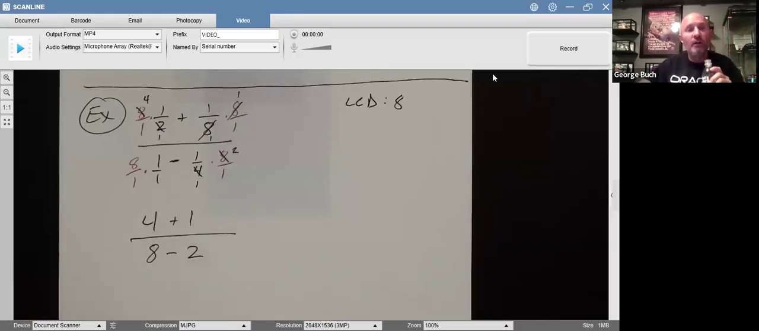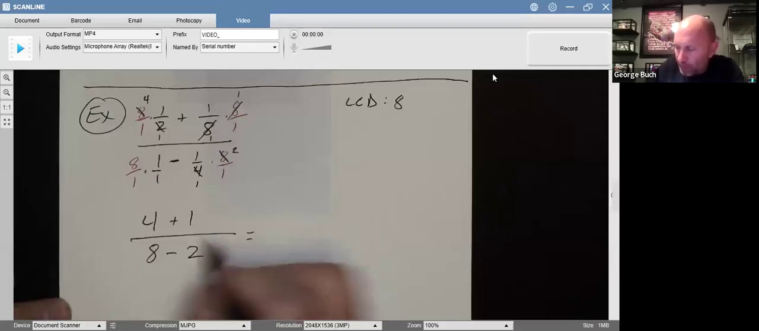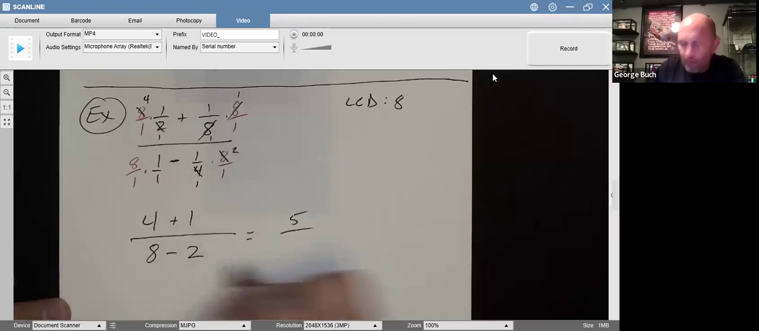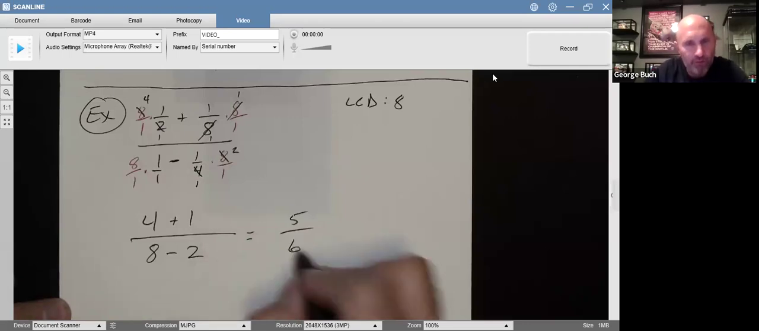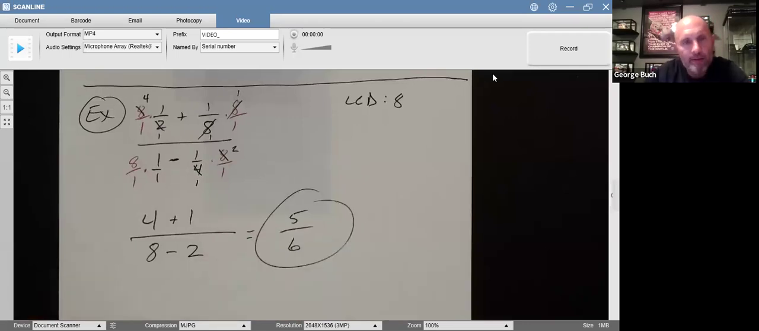As I said, all the fractions should be gone, and they are. I just have 4 plus 1 over 8 minus 2. That's it. No more fractions. If I still had a fraction, I goofed something up. So now just simplify. 4 plus 1 is 5. 8 minus 2 is 6. Your answer is 5/6.